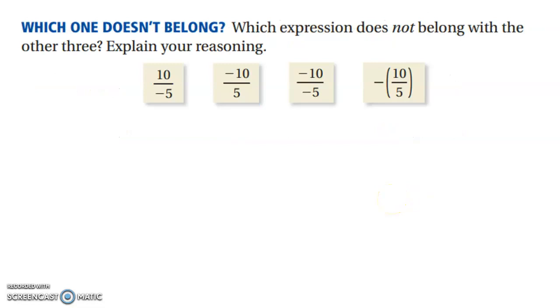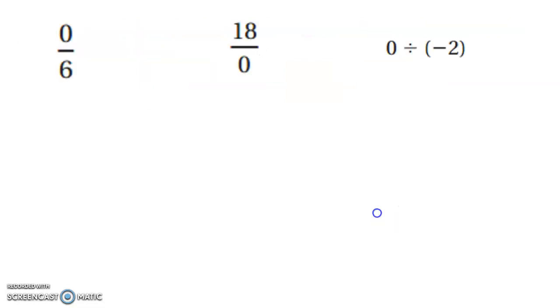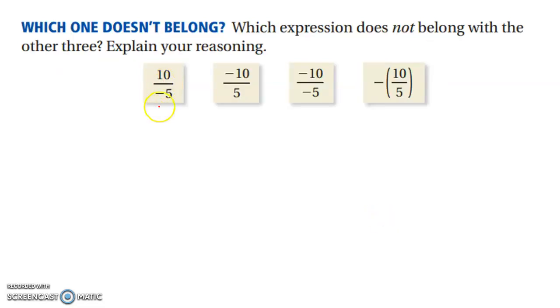All right, which expression does not belong with the other three? Explain your reasoning. So if we look at this one right here, it is going to give me a negative 2. This one right here is going to give me a negative 2. That one's a positive 2, and that one's a negative 2. So you notice where the negative is doesn't affect the answer. If there's two negatives, your answer is positive. So that's the one that doesn't match because your answer would be a positive.